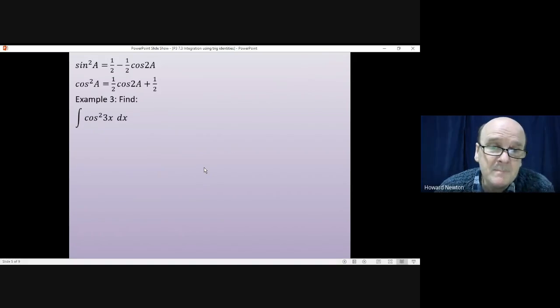Okay, example 3. Find the integral of cos squared 3x. And it's the 3x that you'll need to be slightly careful with. But I'll let you have a go. Pause the video and then come back to me when you're ready.